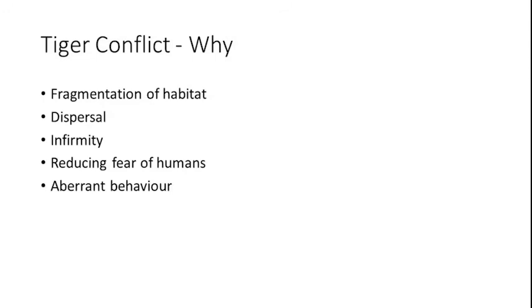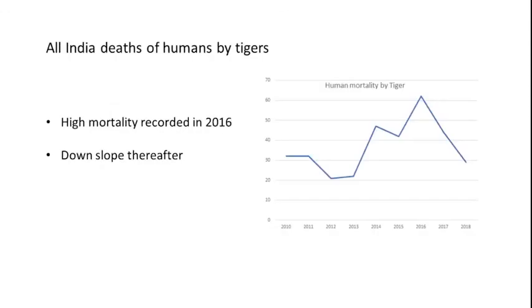If you see, in less than 10% of the tiger cases, the tiger has not consumed the prey at all. It just killed. And there are various reasons why they kill. As I said, females might be defending their litter, or it might be an accidental encounter, or several other reasons. But a very small proportion of tigers actually are man-eaters. So, very quickly, going to all India deaths.